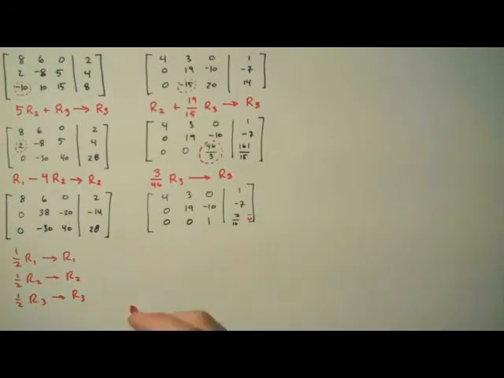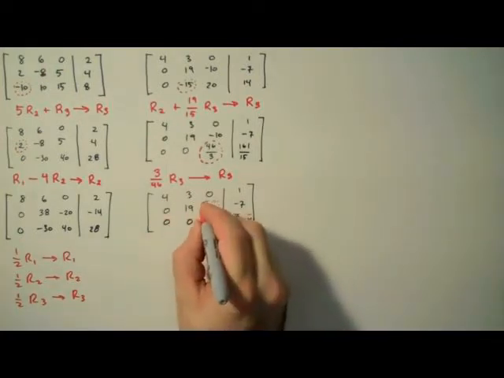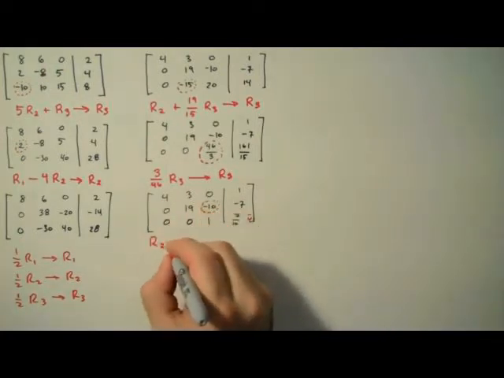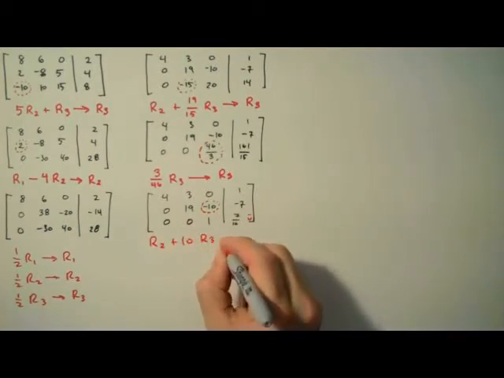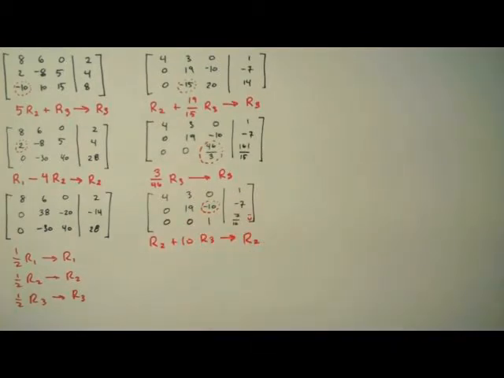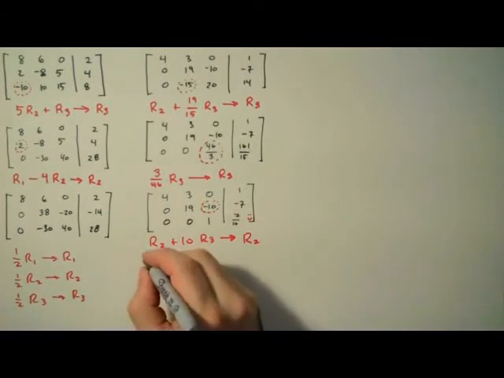So we have our first solution, which merits a smiley face. Okay, now we're going to target the negative 10 here. This needs to be a 0. And the way we'll do that is take row 2 and add 10 times row 3 to it, and then replace row 2 with the result.